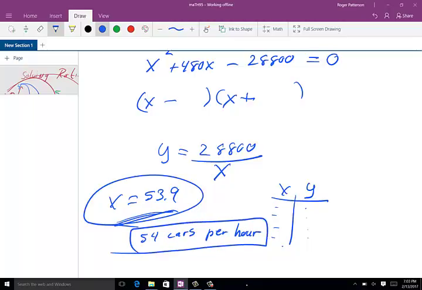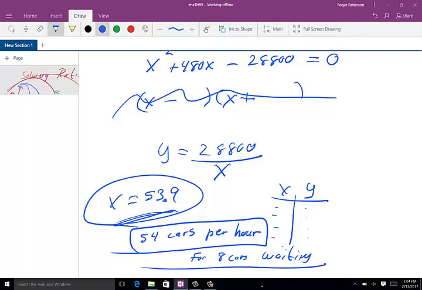What did you want for X minus and X plus? I don't even think it factors. I couldn't find any. It's coming out to be a decimal, so I thought I would just go graphing because it's way too nasty. 54 cars per hour for 8 cars waiting. It's 2C? Or 2A? That's an A, 2A, and that's B. Okay, good thing we did that one because that's a mess.